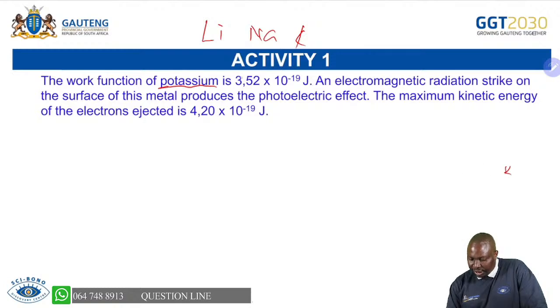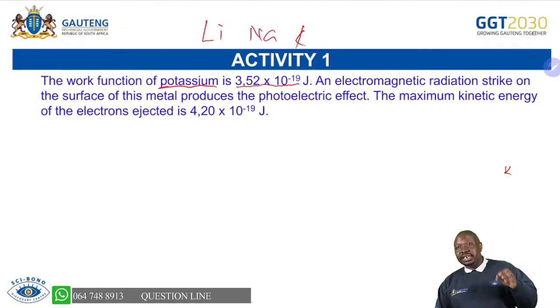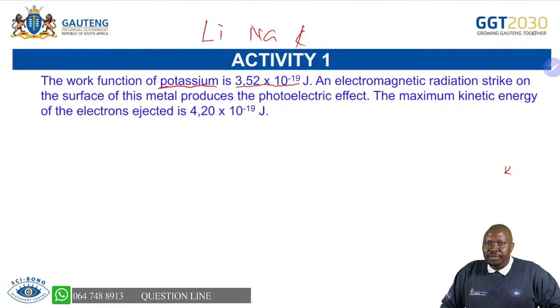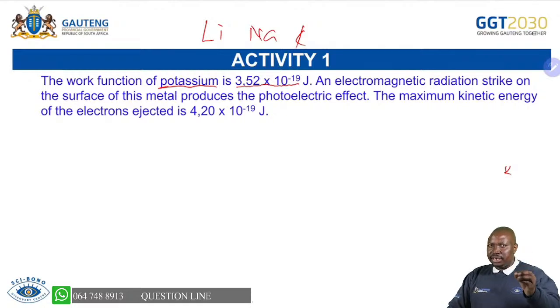And its work function is 3,52 times 10 to the power of minus 19. So for potassium, to remove the electrons, the energy that you must bring must be 3,52 times 10 to the power of minus 19. So that is the work function, which is the minimum energy required to remove the electrons from a metal surface.